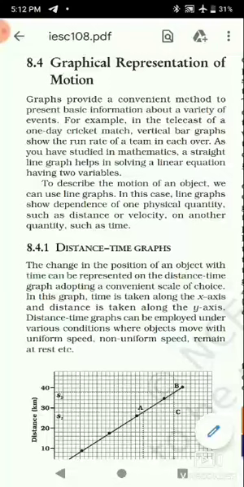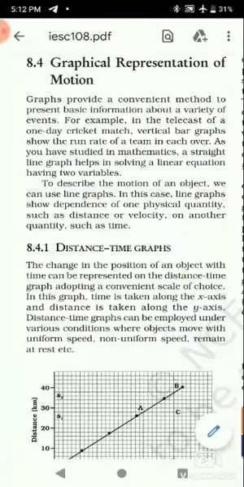In this case, a line graph shows dependence of one physical quantity such as distance or velocity on another quantity such as time. So we are going to take here two physical quantities where the independent quantity is time, which is plotted on the x-axis, and dependent variables like distance and velocity.